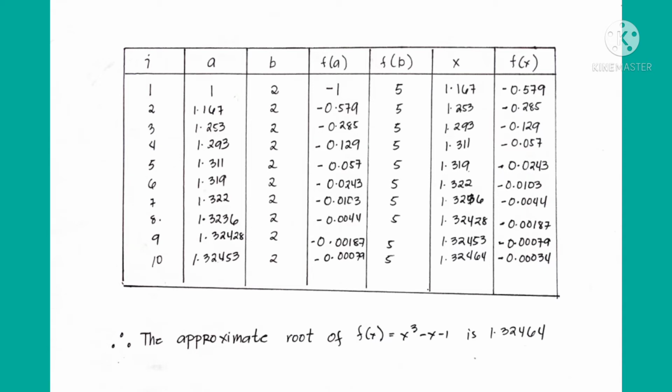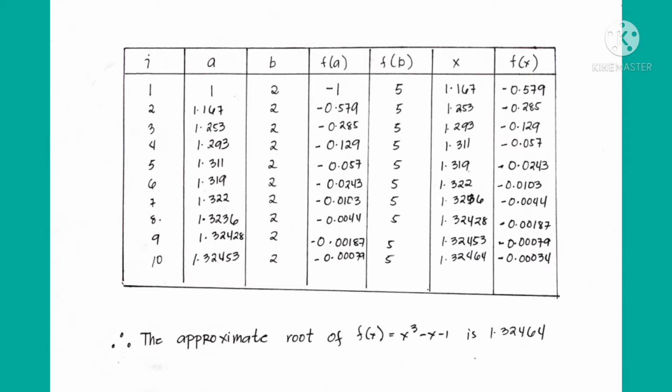Since our f of x here is negative, we are going to change the value of the next iteration of a and the f of a, and the b and the f of b will stay the same. And if our f of x is positive, we are going to change the b and the f of b, and the a and the f of a will remain the same.